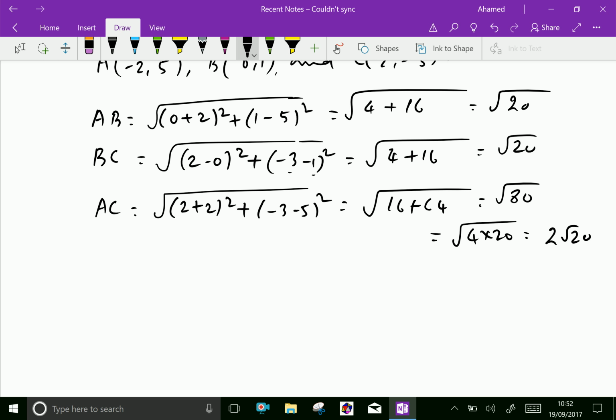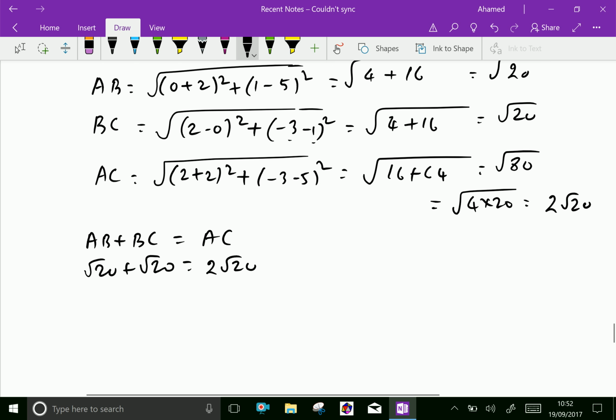From the above results we can write AB plus BC equals AC. AB is root of 20, BC is also root of 20, AC is 2 root of 20. Root of 20 plus root of 20 is 2 root of 20, which is equal to AC. Therefore, both sides are equal. So we can say the points are collinear points.